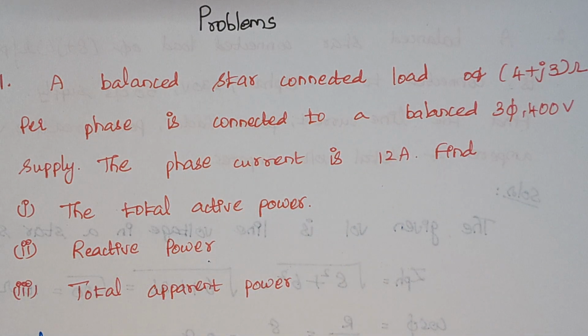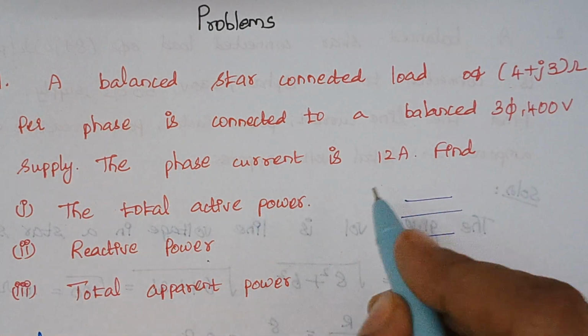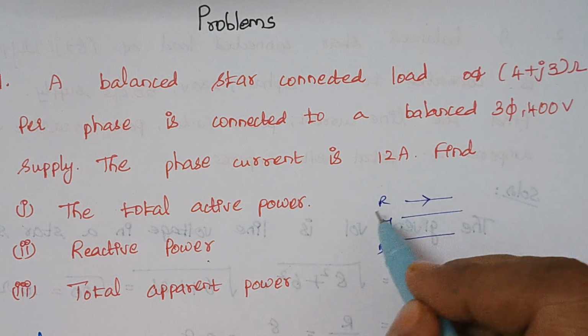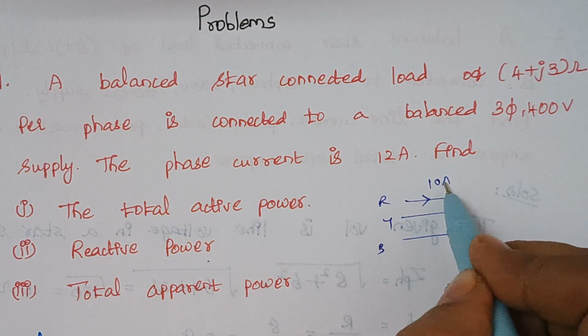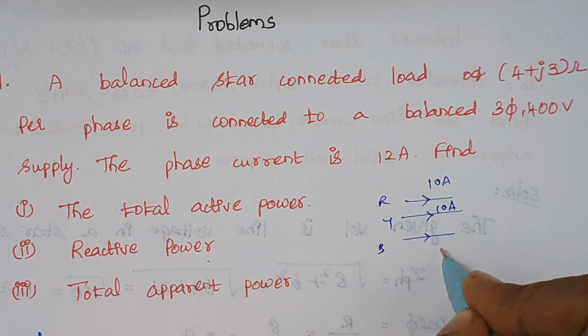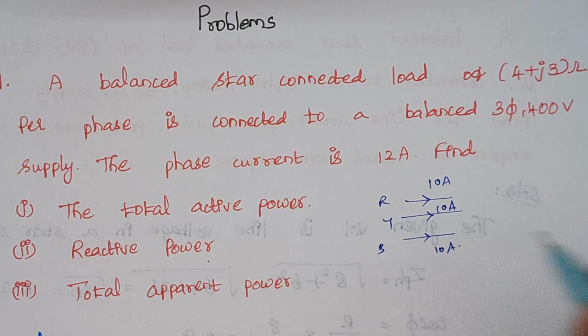So here, what do you mean by a balanced load? A balanced load is one which will drag equal current in all its three phases, right? For example, if we have R, Y and B phases, and R drags a current of 10 amps, similarly Y will also have 10 amps and the current flowing through B will also be equal to 10 amps, right? This is known as a balanced load.